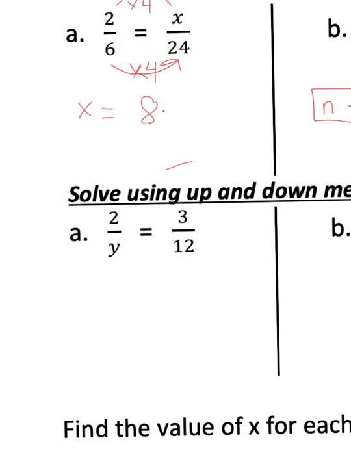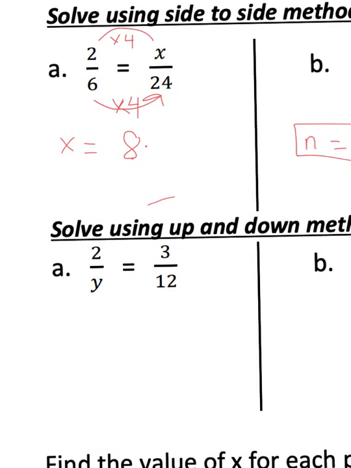Up and down method. So 3 going to 12 and 2 going to y. So 3 going to 12 is 4 times. 2 going to y needs to be 4 times. And 2 times 4 will be 8.